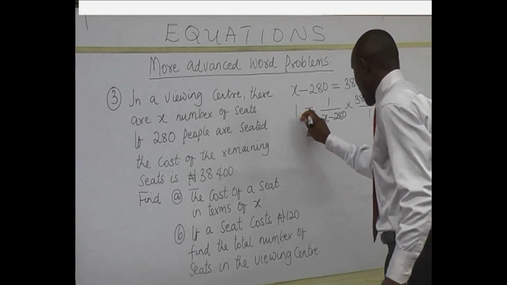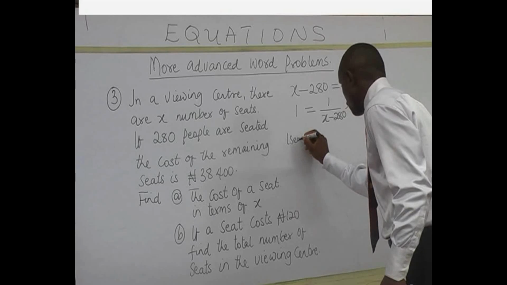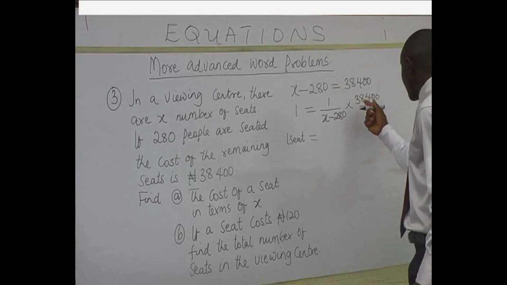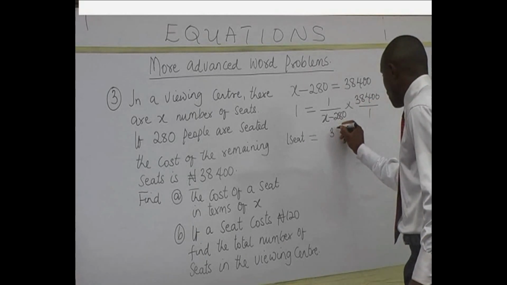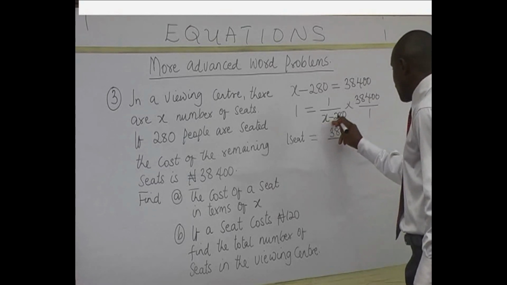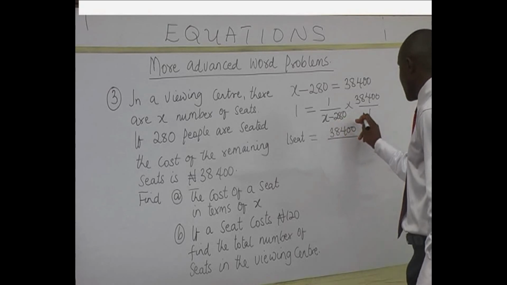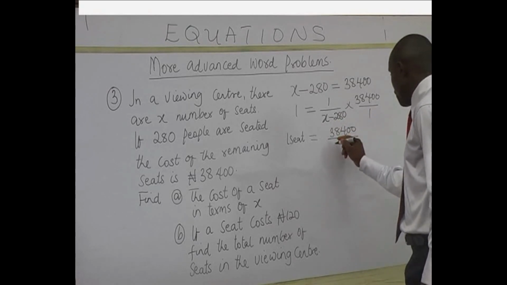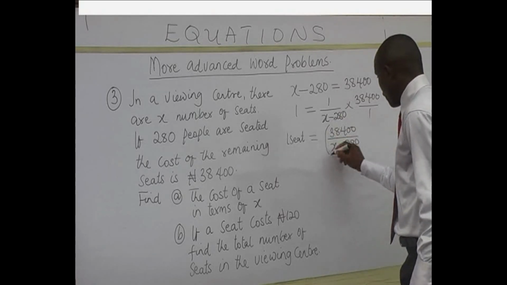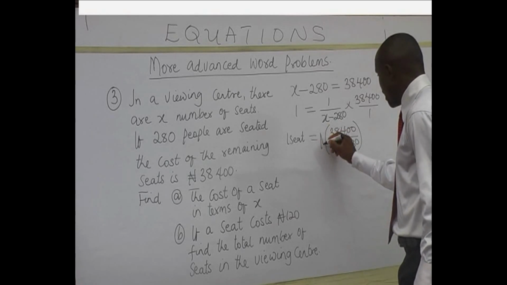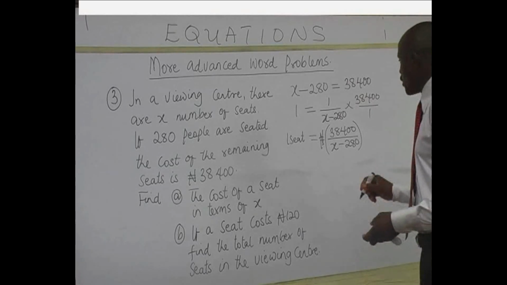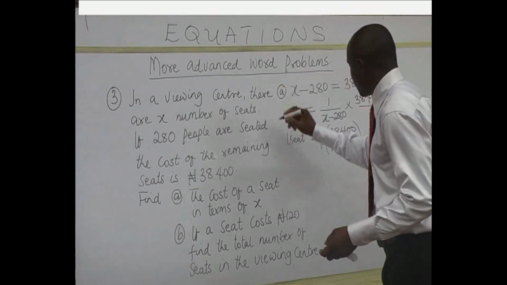One seat, this one means one seat, is going to cost 1 times 38,400, which will give you 38,400, all over X minus 280 times 1, which will give you X minus 280. So this value in naira is the value of 1 seat. This is question number A answered.